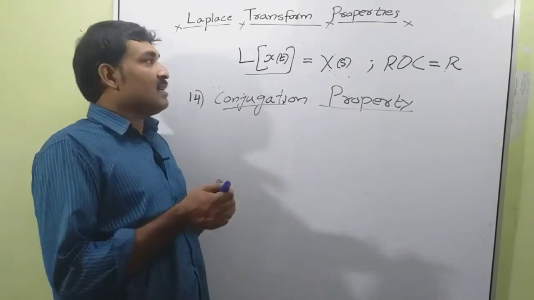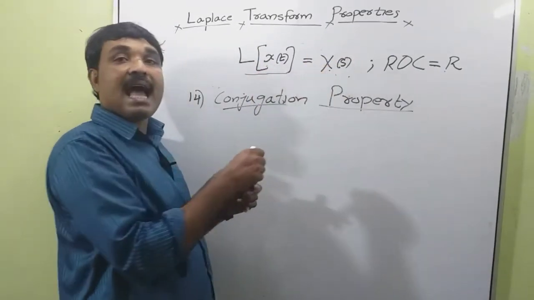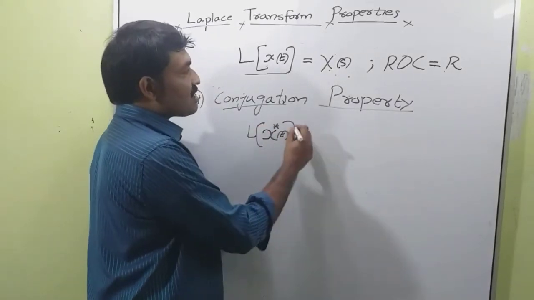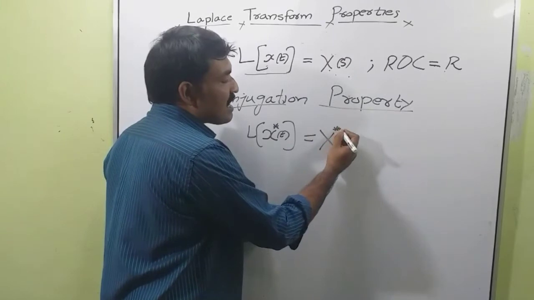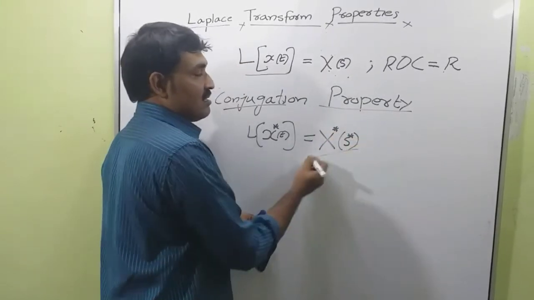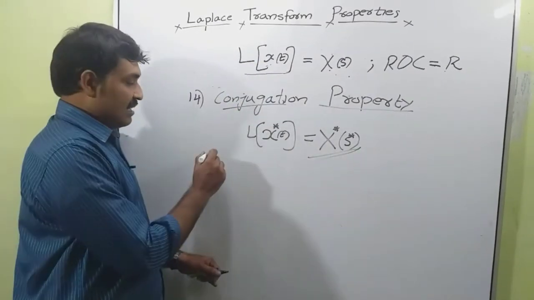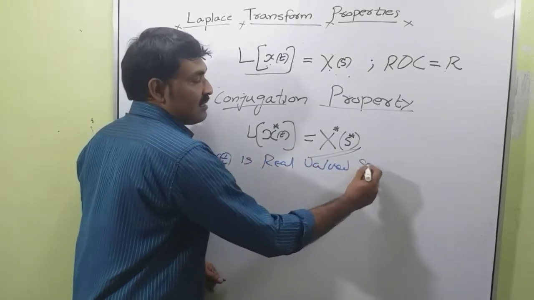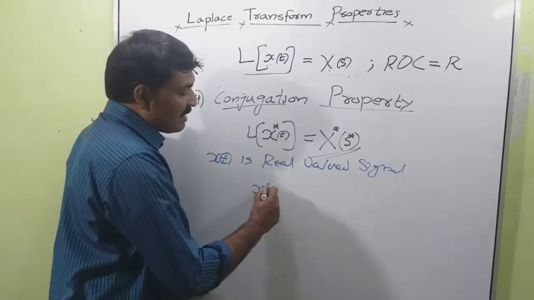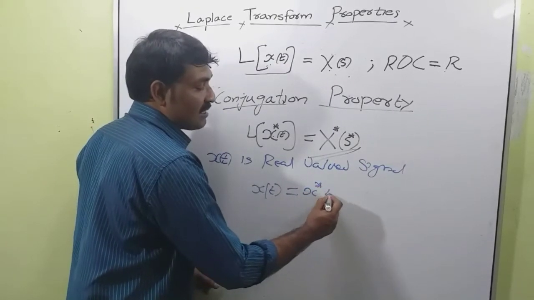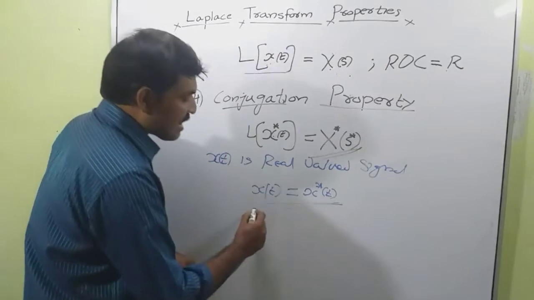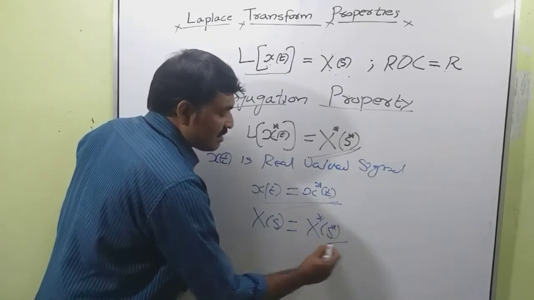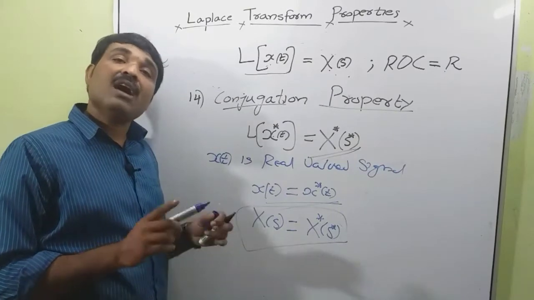Next is conjugation property. If we have a signal x(t) whose Laplace transform is X(s), then the conjugate of x(t), that is x conjugate(t), has Laplace transform equal to X conjugate of s conjugate. If x(t) is a real valued signal, then x(t) is equal to x conjugate(t). In this case, X(s) is the same as X conjugate of s conjugate. Both will be the same in the case of a real valued signal, and the ROC is always the same.